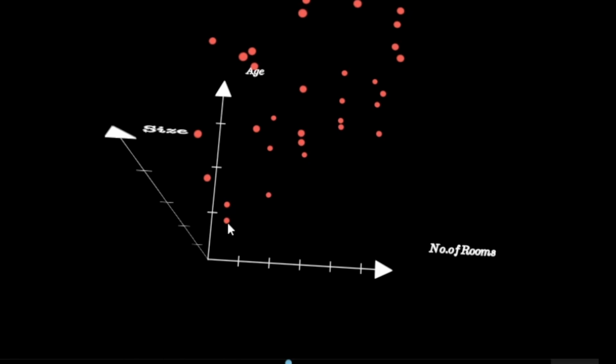Also, representing any data set in a vectorial format makes it very easy for us to apply mathematical functions on it using linear algebra, which makes it computationally very efficient.